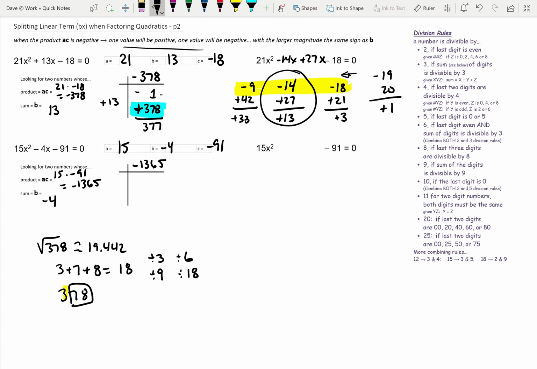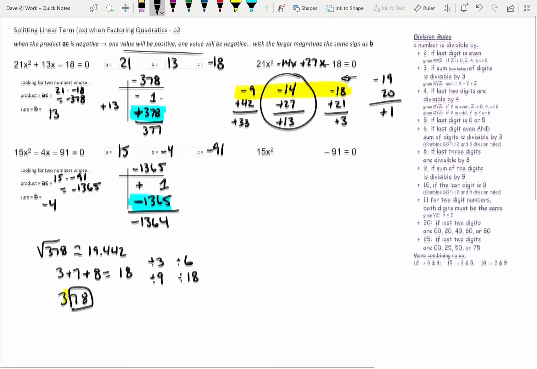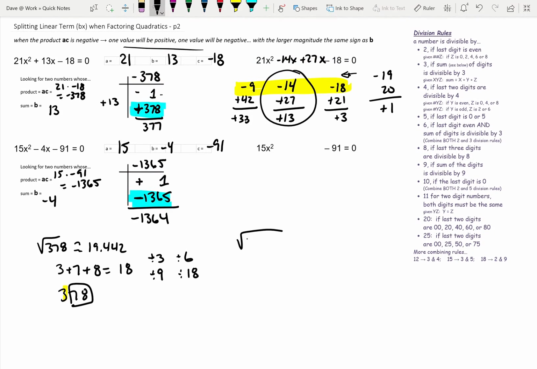Because my B is negative, I'm expecting the bottom number, again, we'll highlight in blue, to be negative, and the smaller number to be the positive form. Looking at the extremes, positive 1, negative 1,365, gives me a sum of negative 1,364, which is not even remotely close to negative 4. So it would be helpful to use the square root trick.